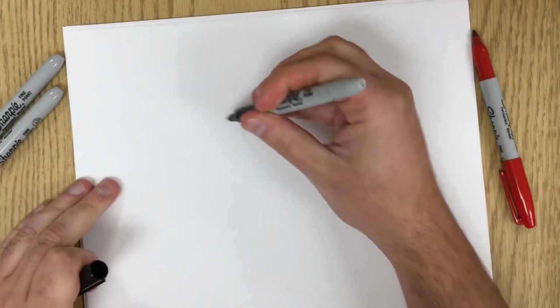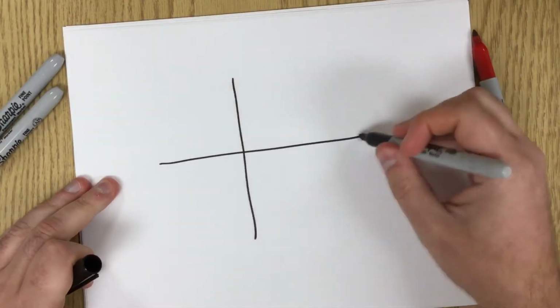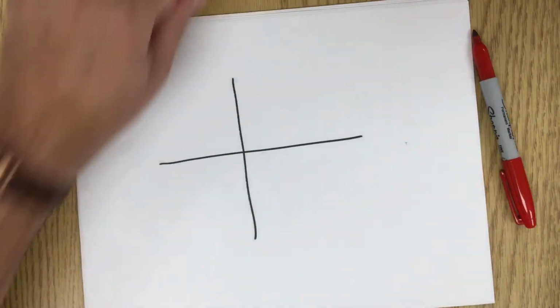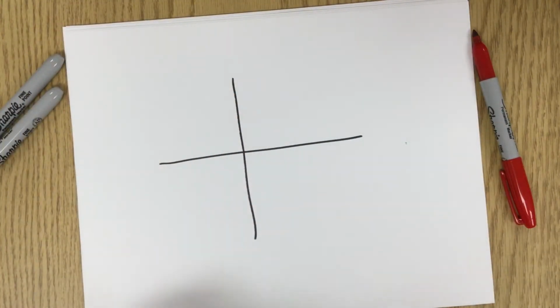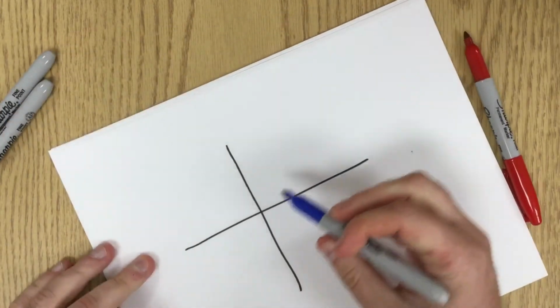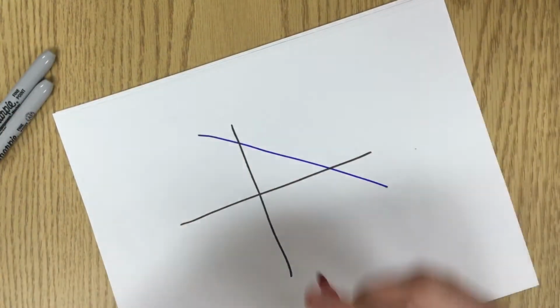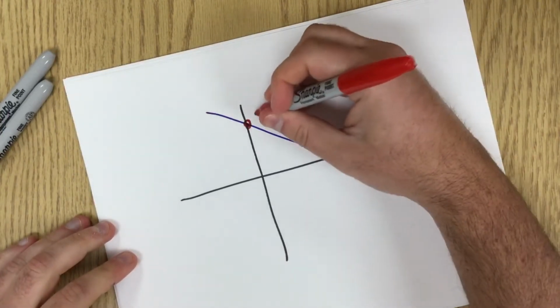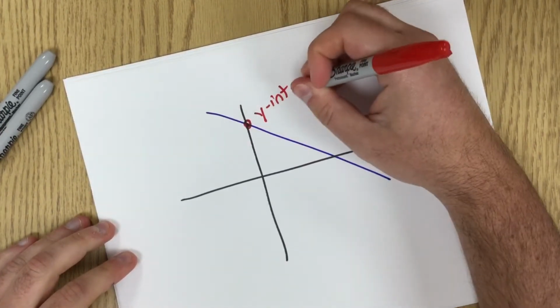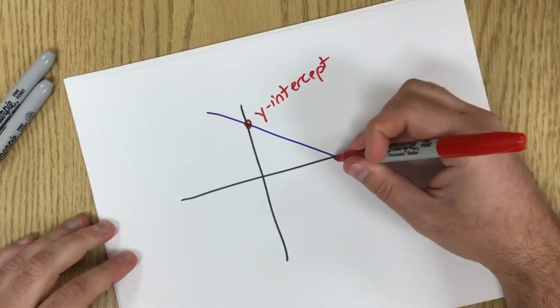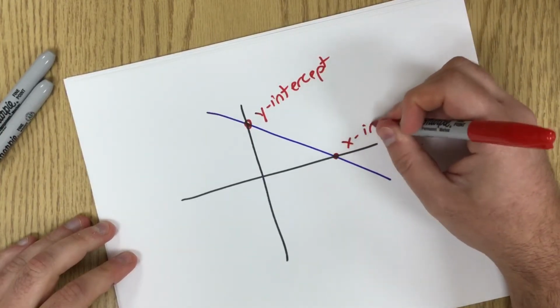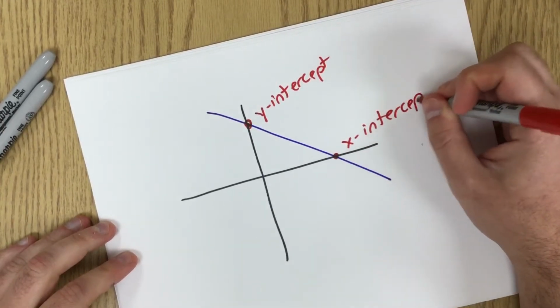And it doesn't really matter which direction the line is going. So if the line is going, it could be going down like this. And then we would have over here a y-intercept. And over here we would have an x-intercept.